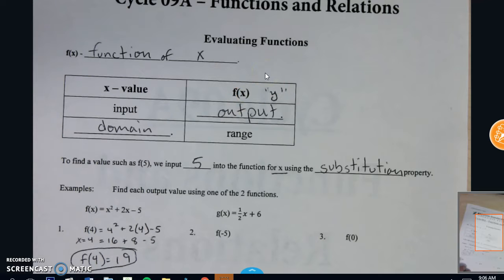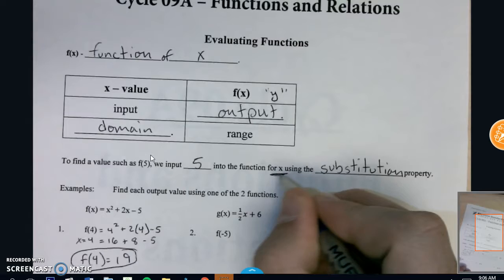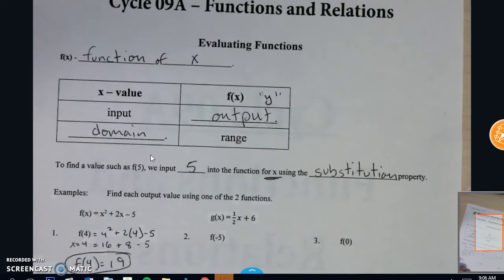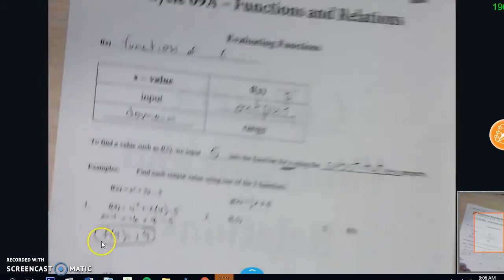What it does allow us to do is see the input and the output at the same exact time, rather than seeing here's x, here's y, here's f of x equals. We see the input and output simultaneously. So to find a value such as f of 5, we're inserting this 5, plugging it in for x, and using the substitution property. Then we just go ahead and evaluate whatever the function is equal to, and we move on from there.